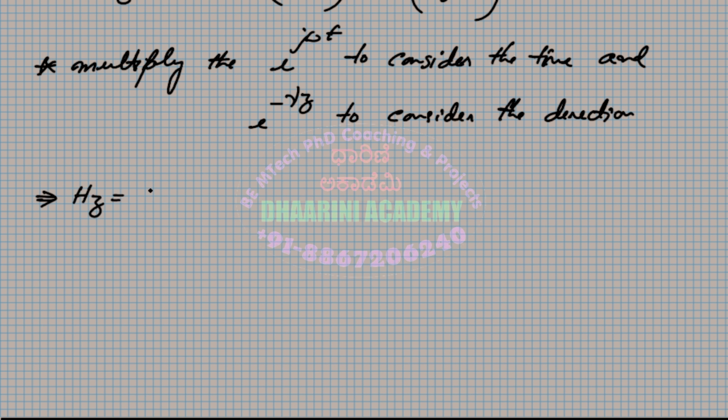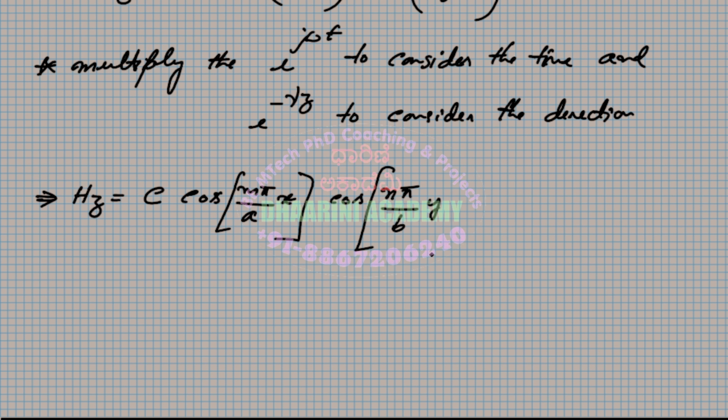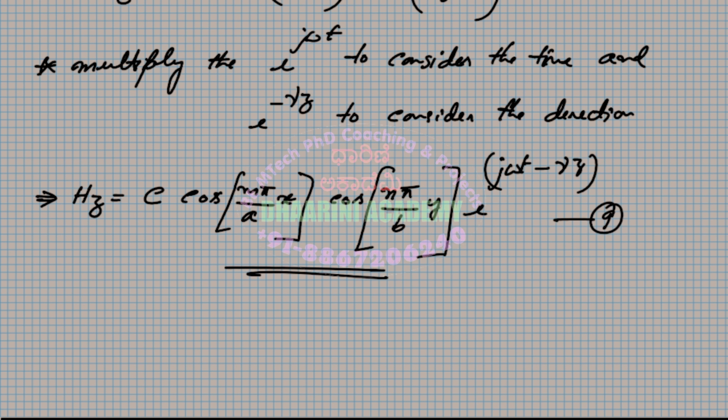So Hz is equal to a constant C into cos of m pi by A into x into cos n pi by B into y. Many times I have to multiply by e to the power j omega t into e to the power minus gamma z. I'll club them. So this is the required equation. I think this is equation number 9 for us. That is the equation of Hz, the z component of the magnetic field, which we can use.